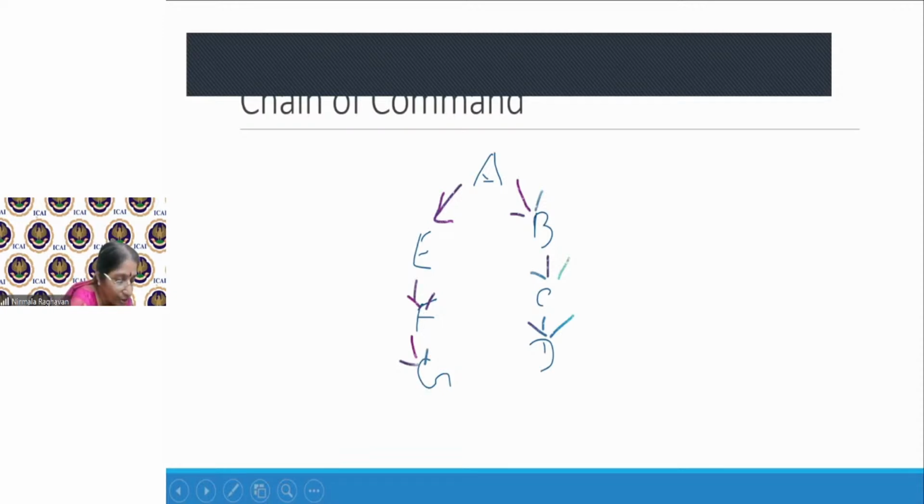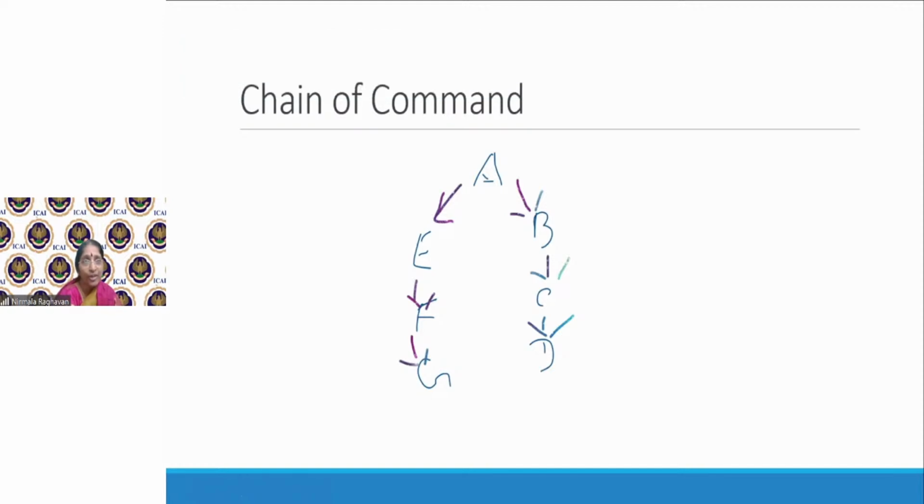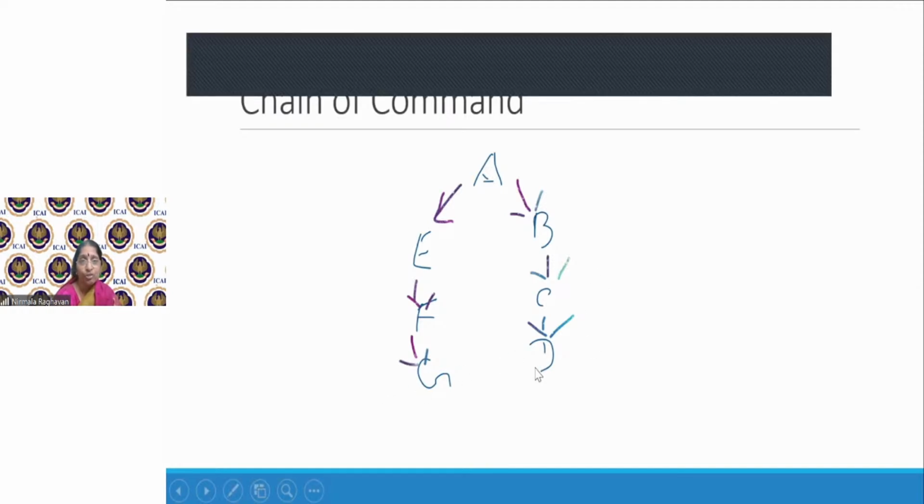What is important in this kind of communication? It takes a long time. Also, A communicates to B, and B communicates to C. What B communicates to C might get misinterpreted, may not be the same. So it takes a long time for the communication to reach G and D. So this chain of command kind of networking is not a popular one.